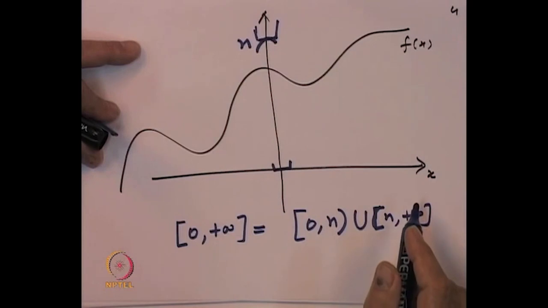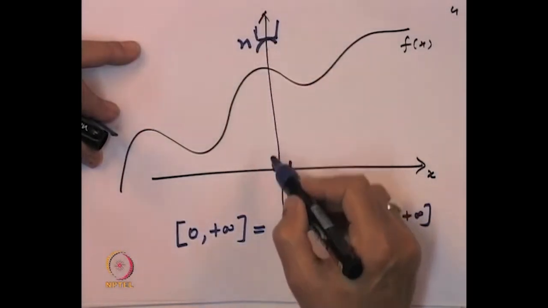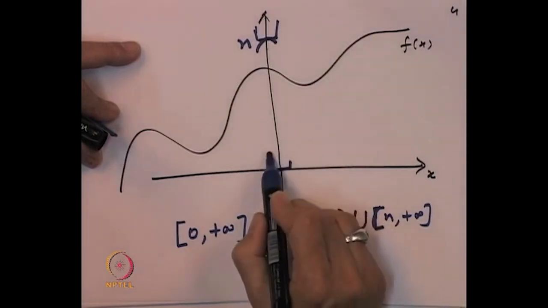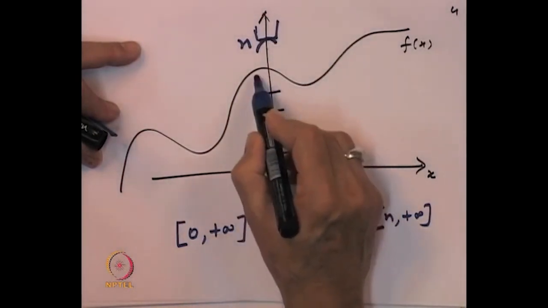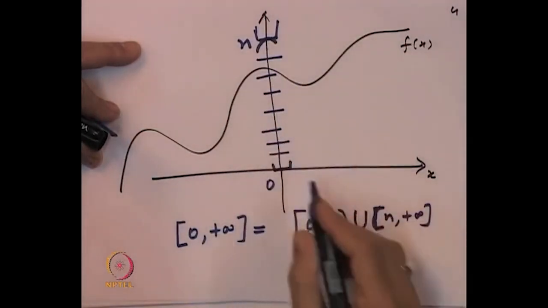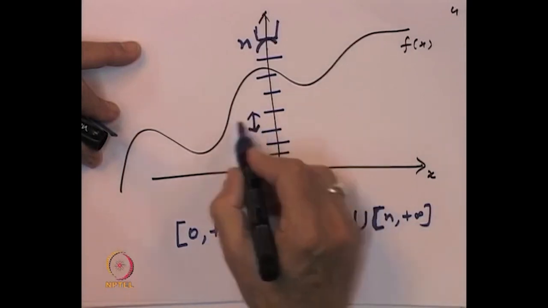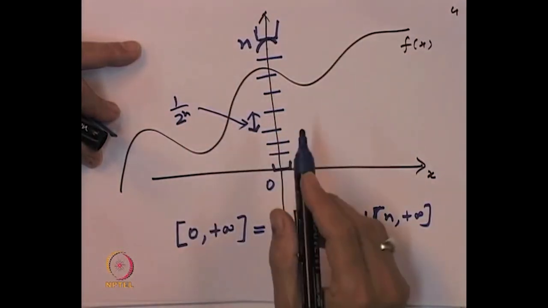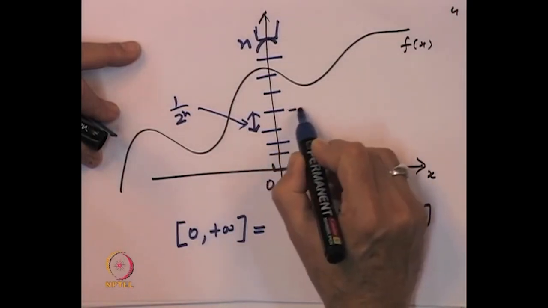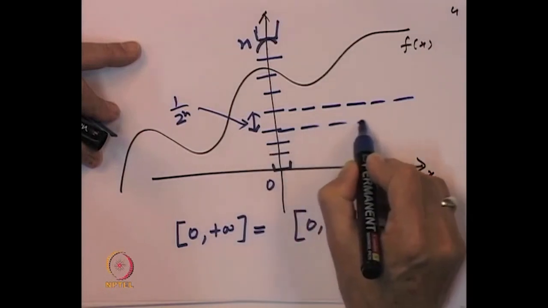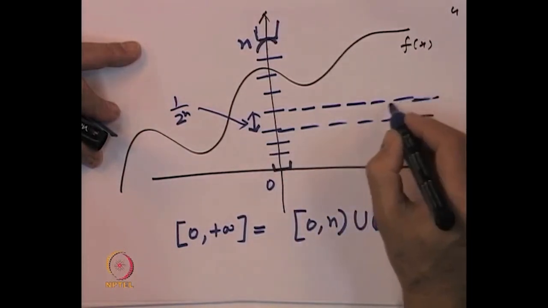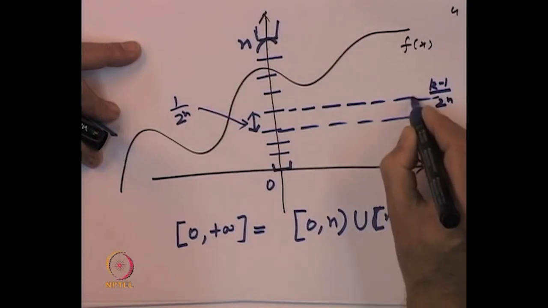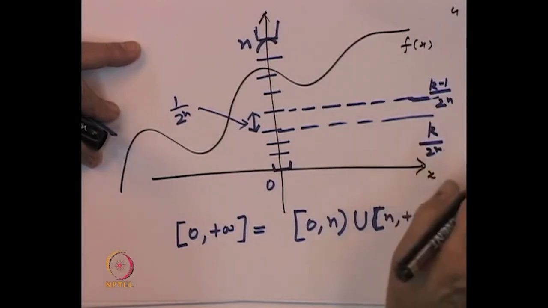And now, next what we do is, the portion from 0 to n, for every n we are going to divide into smaller pieces. So, cut it into pieces, so that the length of each piece is nothing but 1 over 2 to the power n. So, this is the length of each piece. Let us call the interval, this is my general interval. The upper point here I will denote by say k minus 1 by 2 to the power n, and the lower point as k by 2 to the power n.